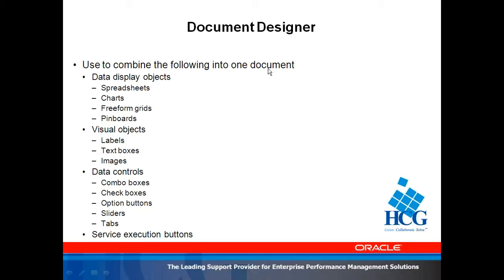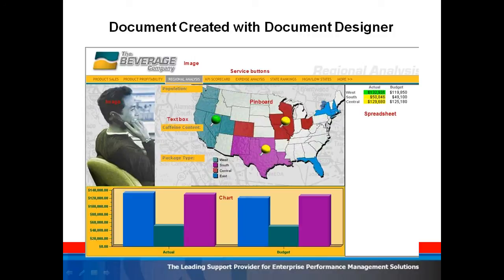The document designer is used to combine many objects together. Data objects like spreadsheets, charts, freeform grids, which I won't get into, and pinboards. Various visual objects just for displaying text kind of things or picture kind of things. I've got things called labels, text boxes, and images, and then certain data controls, which I'll show you, like combo boxes or check boxes or option buttons, and then even some service execution buttons, whatever that means.